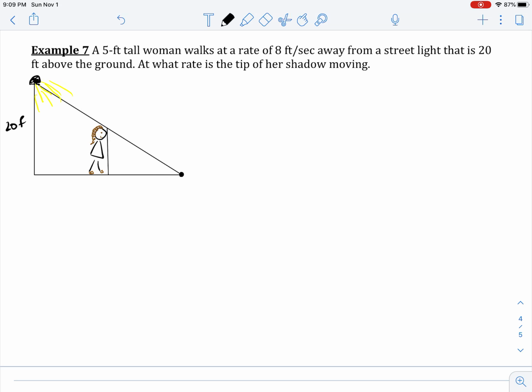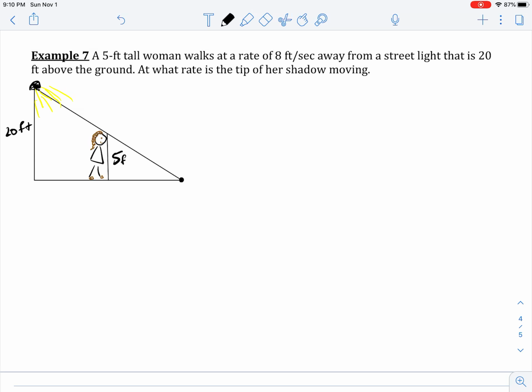We know that the street light is always going to be 20 feet above the ground, so we know that this over here is going to be 20 feet. And we know that she is walking away from the street light, and she is 5 feet tall, so we also know that this is going to be 5 feet, right? And she's walking at a rate of 8 feet per second away from the street light. So if I call this distance y, I know that dy/dt here is going to be 8 feet per second. And it's increasing, so it's going to be positive 8 feet per second.